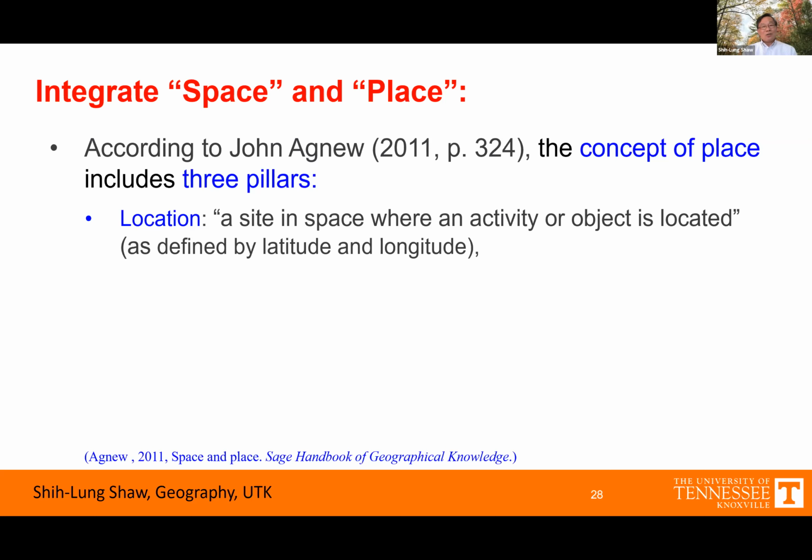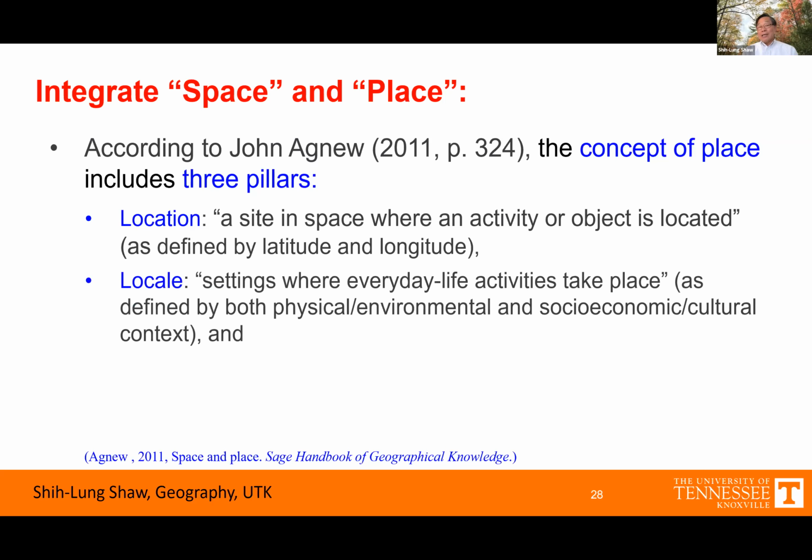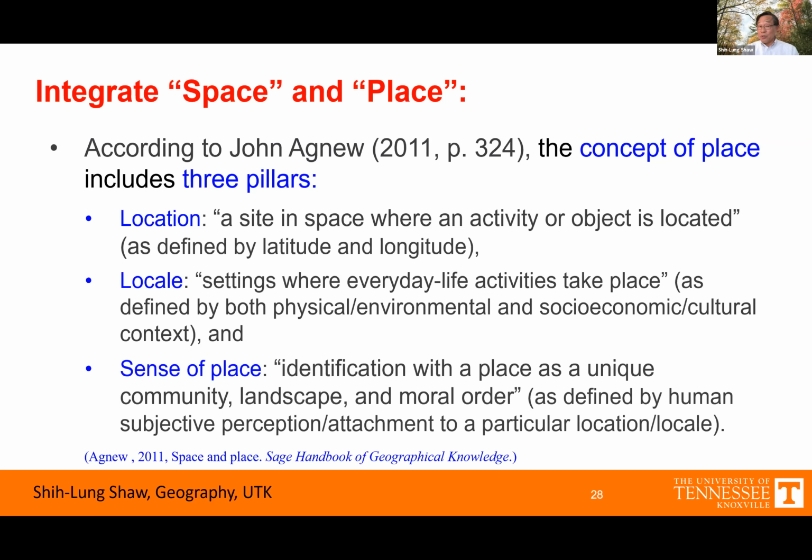John Agnew points out 3 major dimensions for the concept of place. First is location, which refers to a site in space where an activity or object is located. This can be easily defined by XY coordinates, like what we have been doing in conventional GIS. Second is locale, which refers to settings where everyday life activities take place. This can be defined by both the physical environment and the socio-economic and cultural context, the surrounding environments. Third is sense of place, which indicates identification with a place as a unique community, landscape, and moral order. This can be defined by human subjective perception or attachment to a particular location or locale.